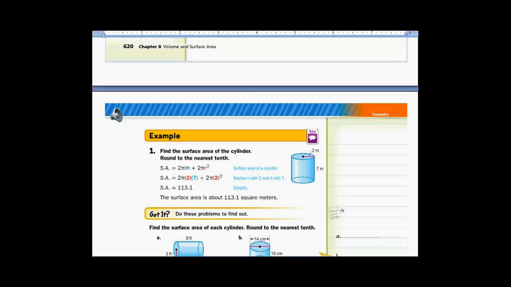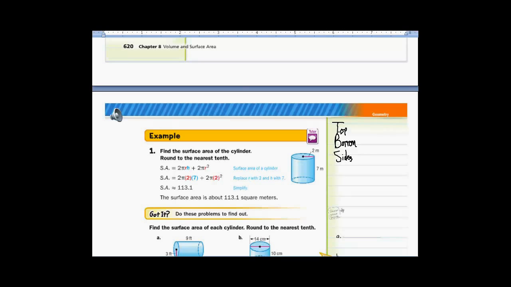So, I oftentimes tell people to remember this. TBS, kind of like the television station. This stands for area of the top, area of the bottom, and then area of the sides.